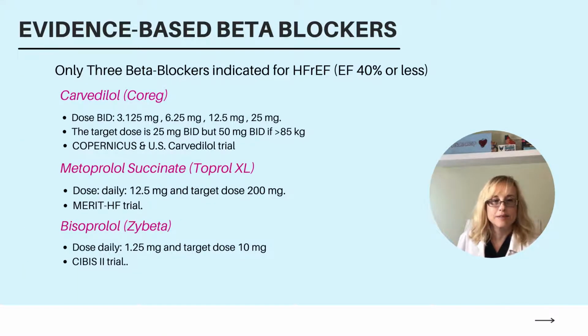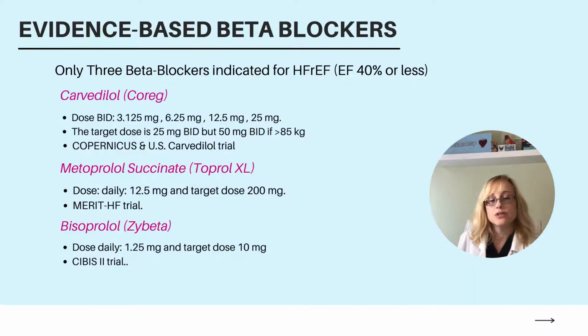Now let's talk about the evidence-based beta blockers. So as you know, the beta blockers block the adrenergic receptors alpha-1, beta-1, and beta-2 to reduce the sustained activation of the sympathetic nervous system. Three beta blockers are used in chronic heart failure with ejection fraction of 40% or less and have been shown to reduce cardiovascular mortality or heart failure hospitalizations. Coreg blocks alpha-1, beta-1, and beta-2 and is best used in patients with high blood pressure. Bisoprolol and Toprol XL block the beta-1 receptors in the heart.